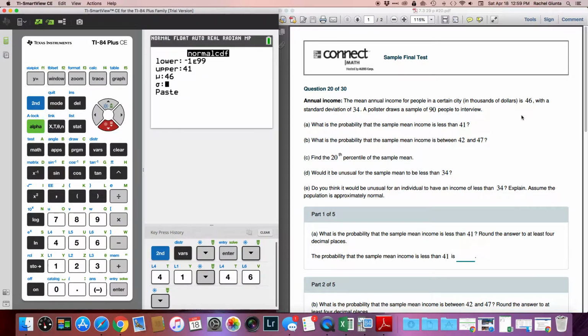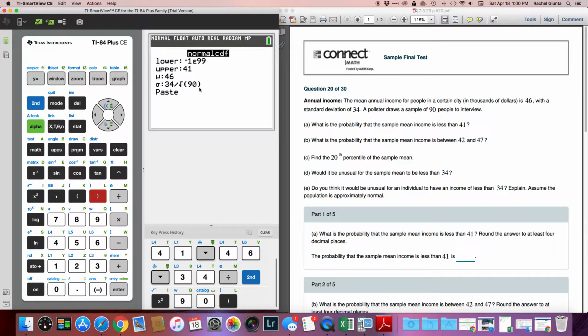And the standard deviation, again, it's going to be the number that's given to you divided by the square root of the sample size, and sample size is 90. And if you're not entirely sure whether you should be doing the divide by square root of sample size or not, the thing you're looking for here is that if it says the sample mean is less than whatever number, more than whatever. If we're talking about the sample mean, then that's when you have to use the divided by the square root of n.